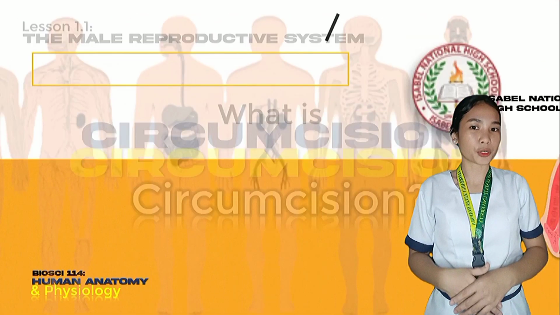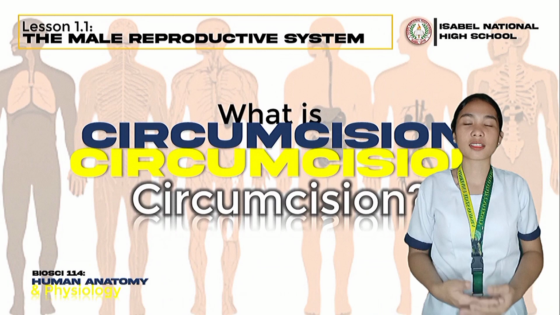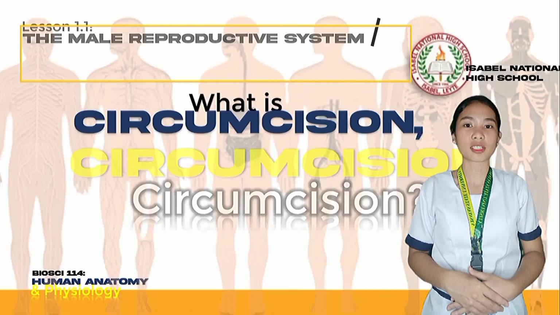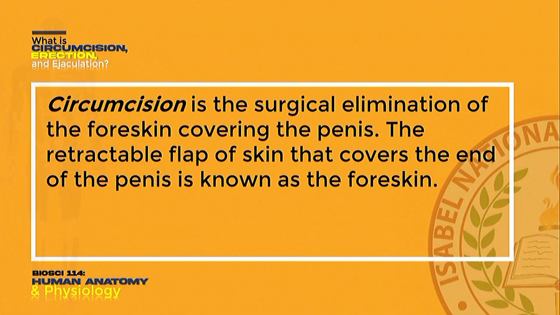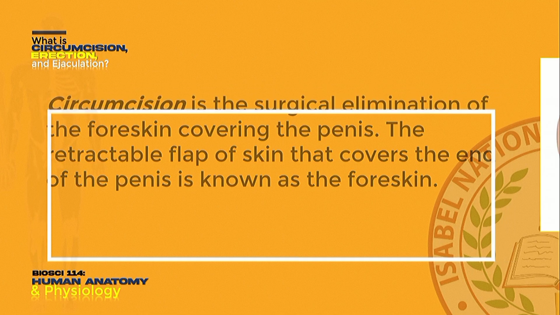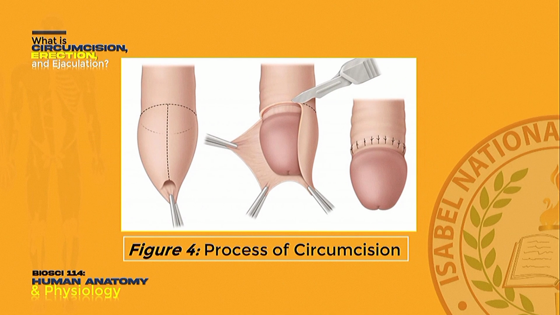There are also some terms that should be known which are essential in the discussion of the male reproductive system. First is circumcision. Circumcision is the surgical removal of the foreskin covering the penis. The retractable flap of skin that covers the end of the penis is known as the foreskin. Here is an illustration of how circumcision is done.